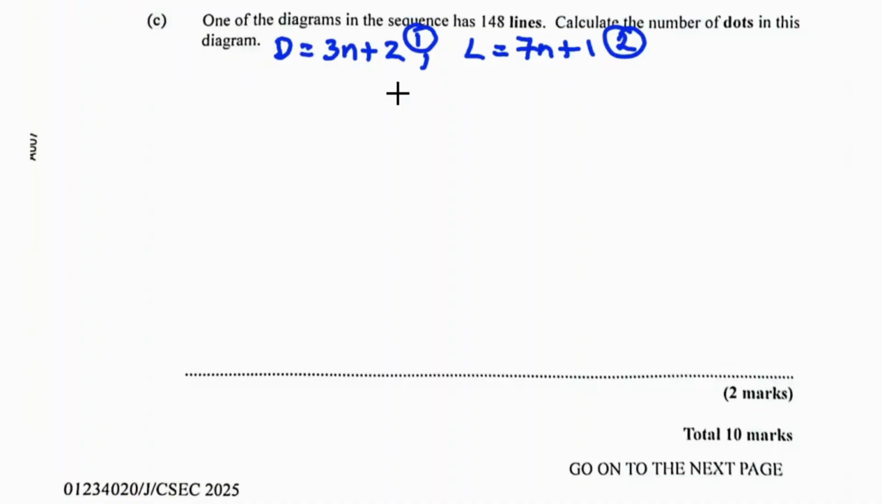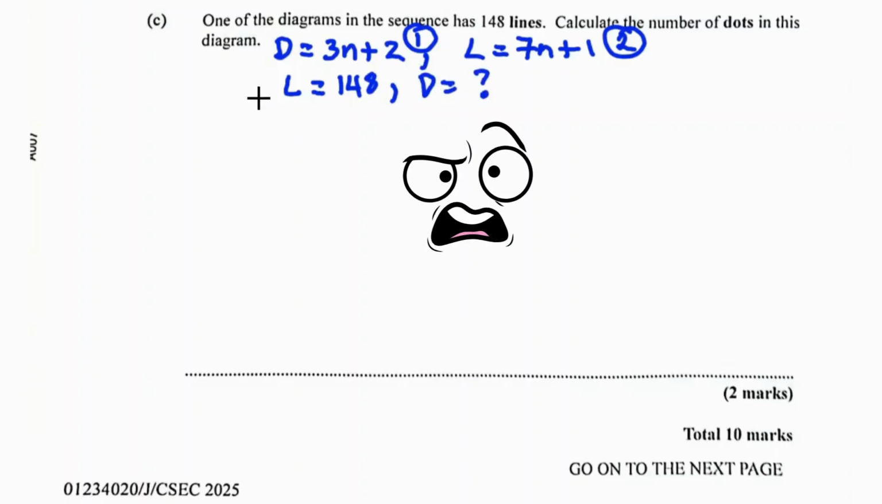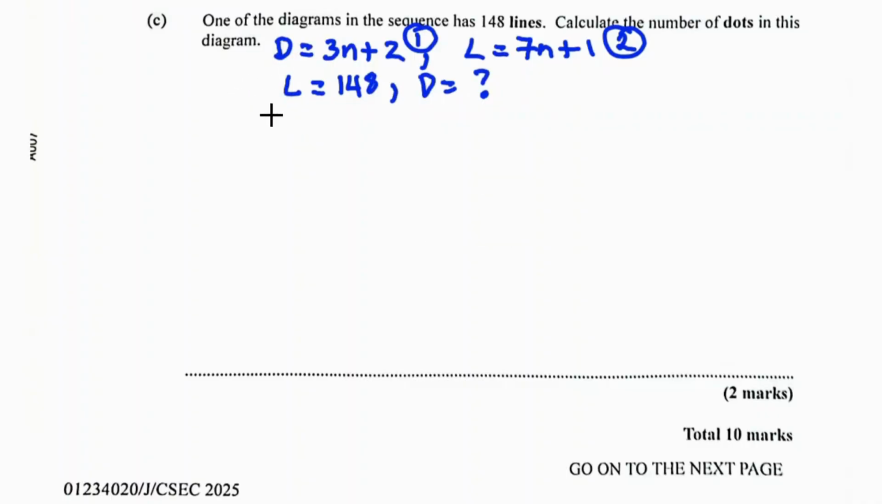So whenever you're doing any kind of word problem, any kind of problem, as I always stress, we are going to write the information that we are given. So what we are given here, it has 148 lines. So we have an L value of 148. And what is it asking us for? It's asking us for the number of dots, which is equal to D. So let's start with what we are given. L is equal to 148. All right. So which equation are we going to be dealing with? Well, since we're talking about L, we're going to be looking at equation 2.